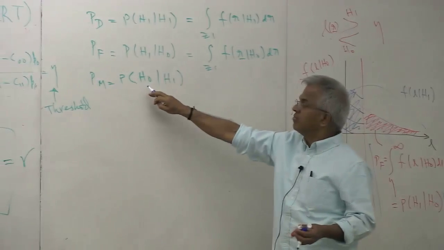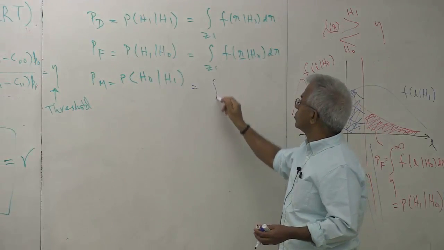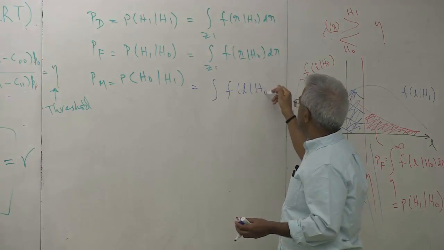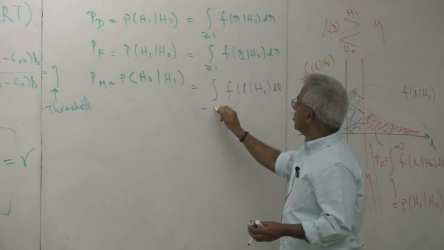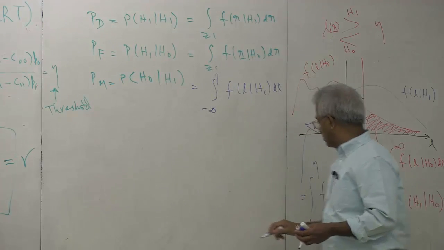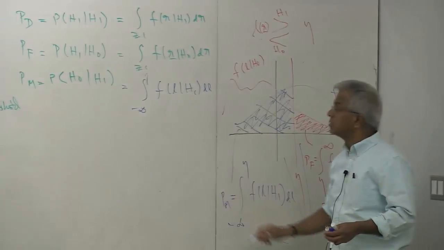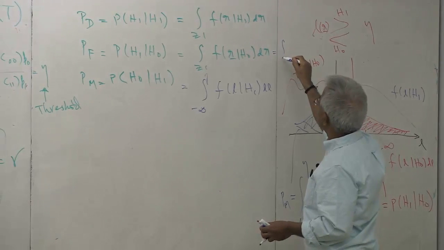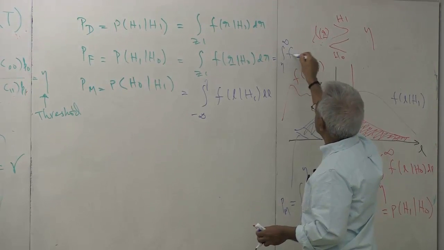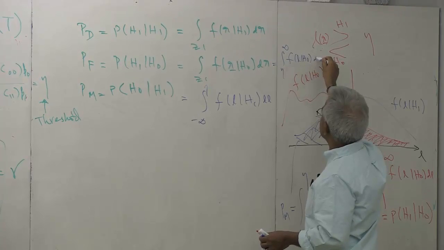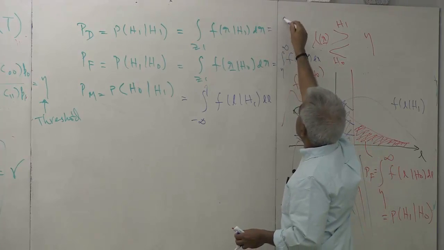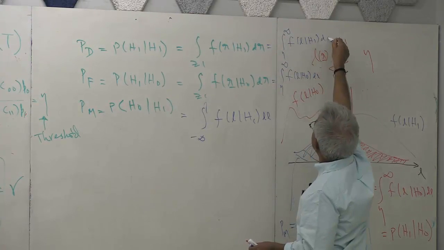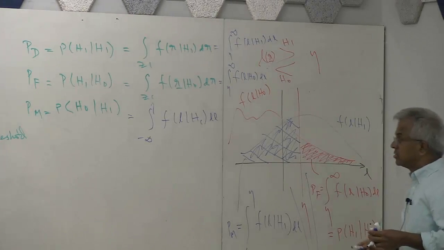So if you want, you can also write this in terms of L now, right? So you have a lot of options now. But this will be minus infinity to eta, right? So this will be the probability of miss, you are right. And you can copy this expression here. So this is also the integral from eta to infinity of f of L under H0 dL. And this will be the integral from eta to infinity of f of L under H1 dL. Okay. So we will use these expressions.